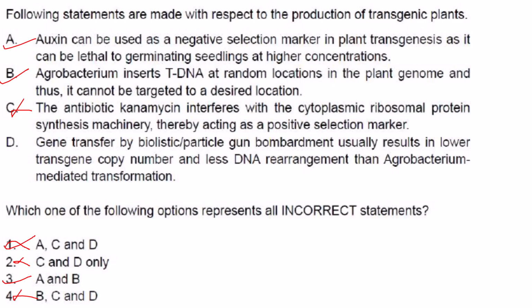Then, gene transfer by ballistic or particle gun bombardment usually results in lower transgene copy number. No, it results in higher transgene copy number and less DNA rearrangement. No, greater frequency of DNA rearrangement than Agrobacterium-mediated transformation. So that means D also is not correct.